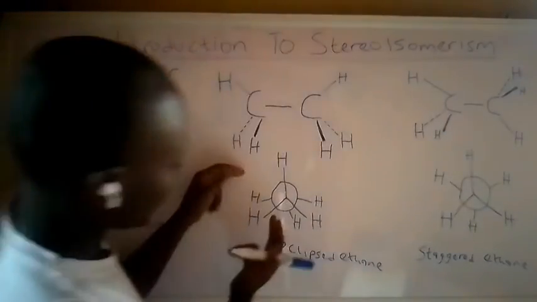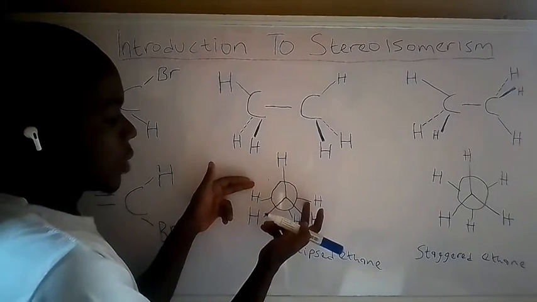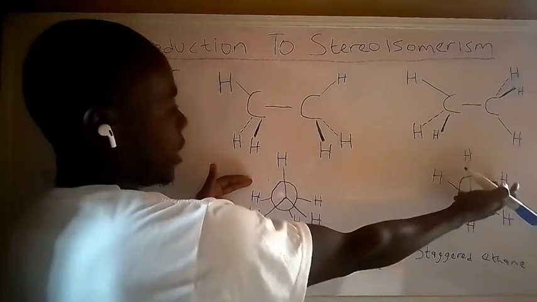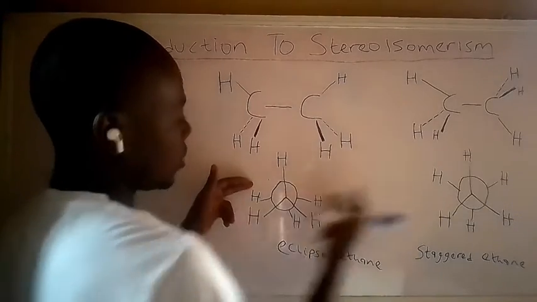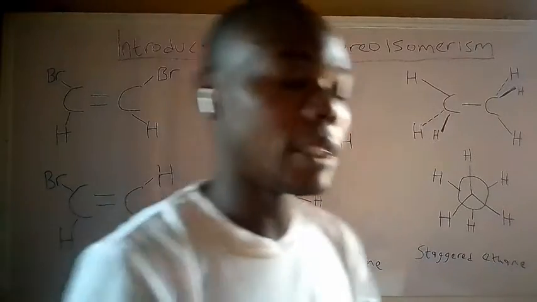Now look at the eclipsed one. They are very close together. You can see that they are not as far apart as they were here. Look at this one around the middle here, very close to the second one. So that is the difference between the staggered and the eclipsed ethane.